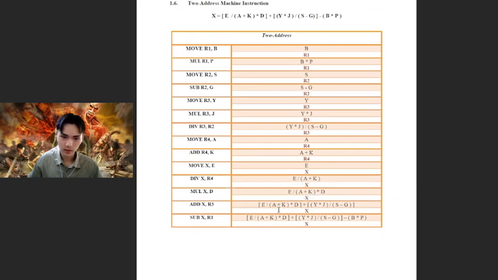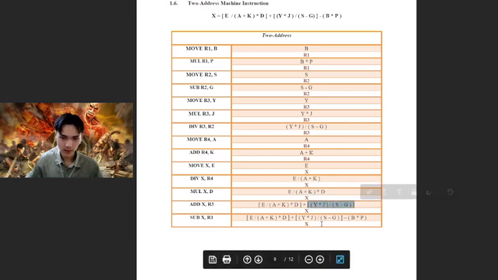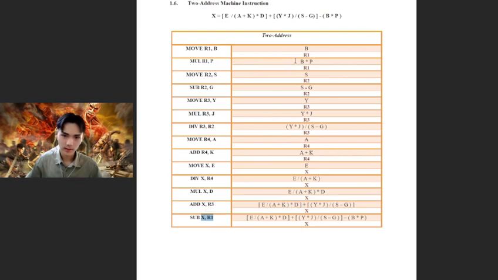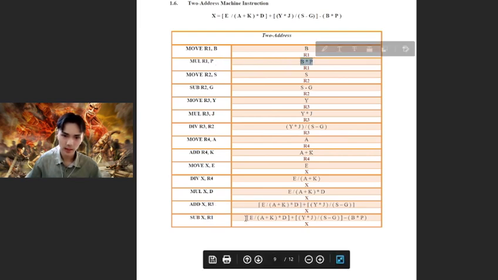X into R3. This is X, and this is previously the R3, Y times J divided by S minus G. And finally, we will subtract X with R1. Remember, R1 is B times P. And finally, the expression is finished.